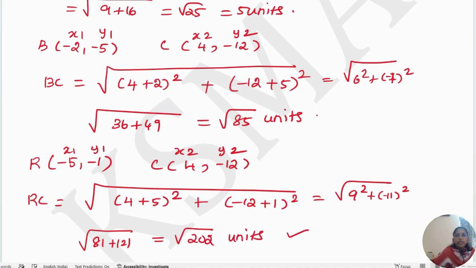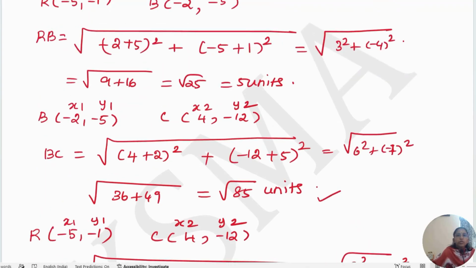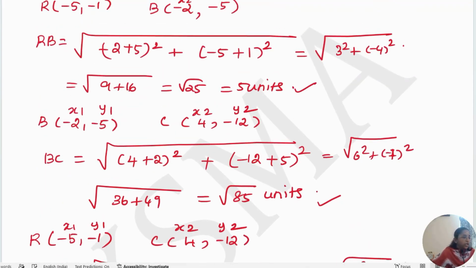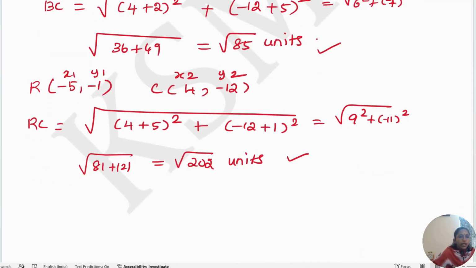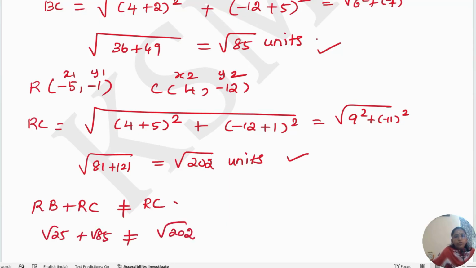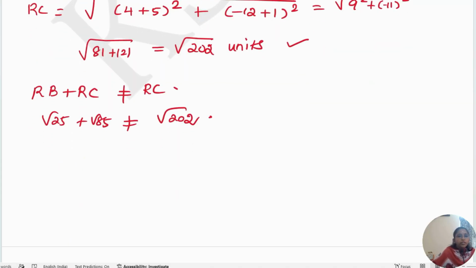Now if you compare these three answers, RB plus BC is not equal to RC. That is, root of 25 plus root of 85 is not equal to root of 202. So you can declare your answer: hence the points R, B and C do not lie on the same line.